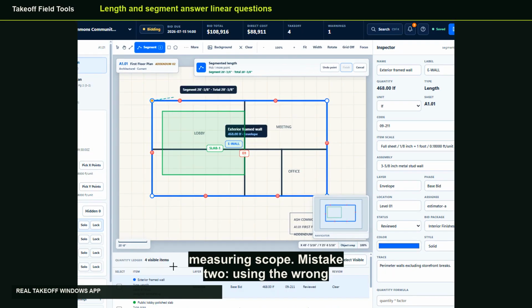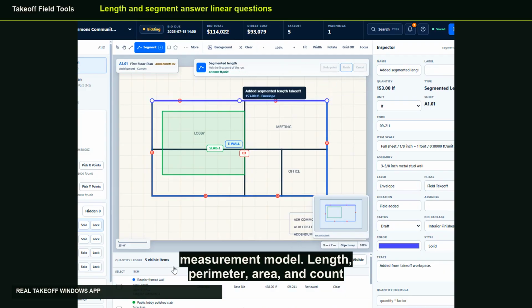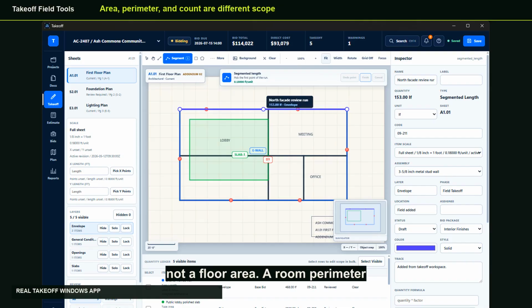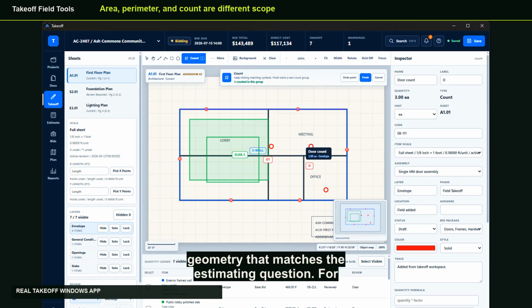Mistake 2. Using the wrong measurement model. Length, perimeter, area, and count answer different questions. A wall run is not a floor area. A room perimeter is not its square footage. Repeated door symbols are not a line. Choose the geometry that matches the estimating question.